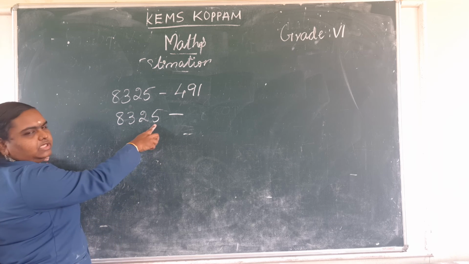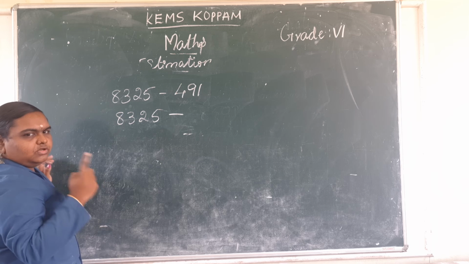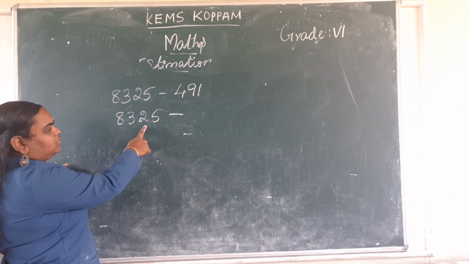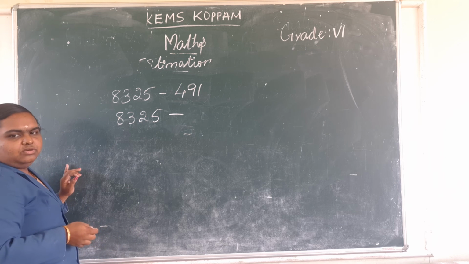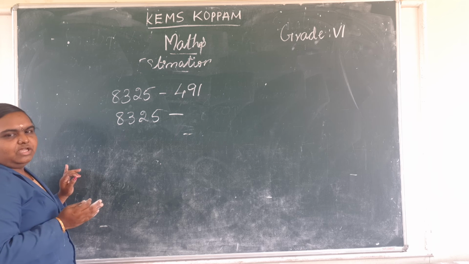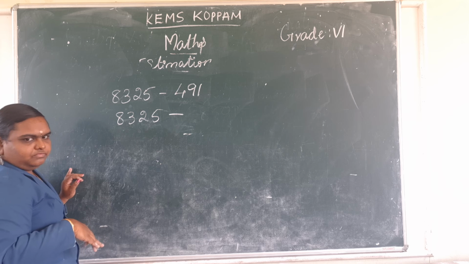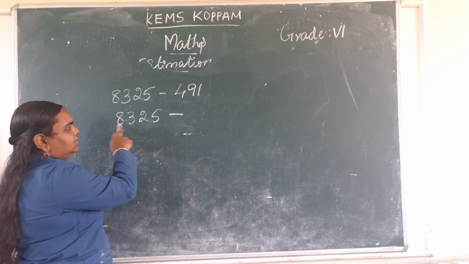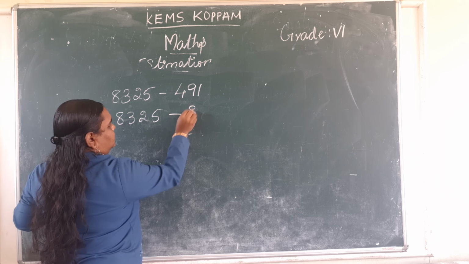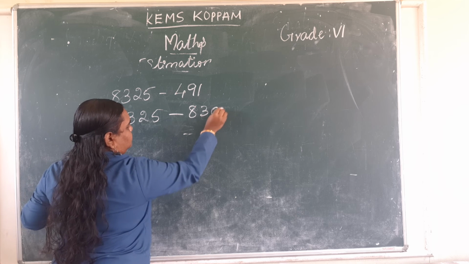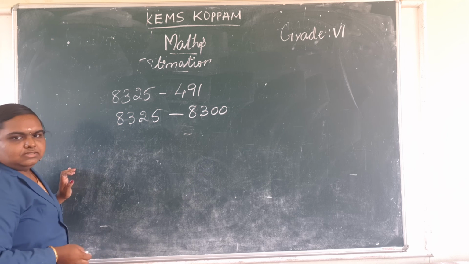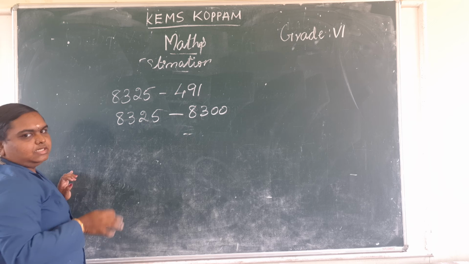So 325 is in between 300 and 400. 350 is the mid value of 300 and 400. So 25 is below 50, so I am taking 8300. Is it clear? If you are taking for hundreds.